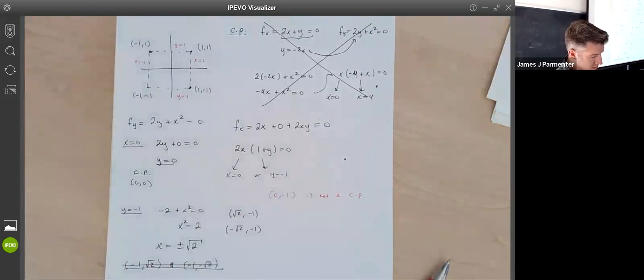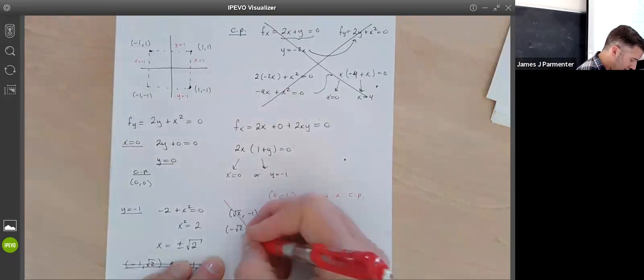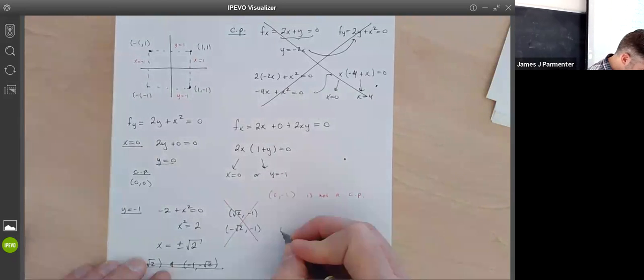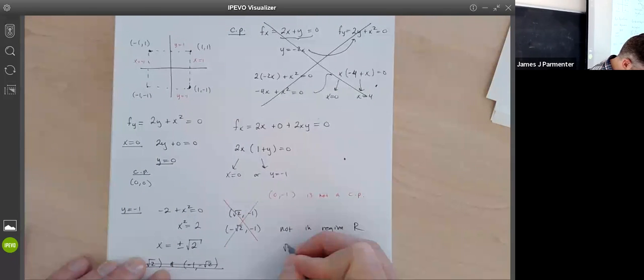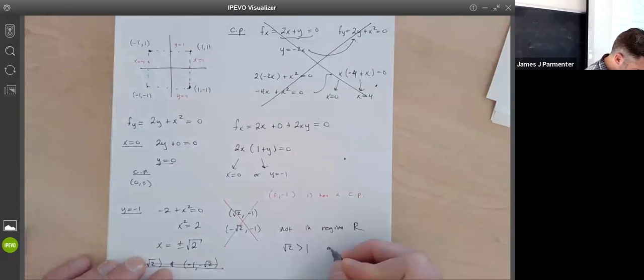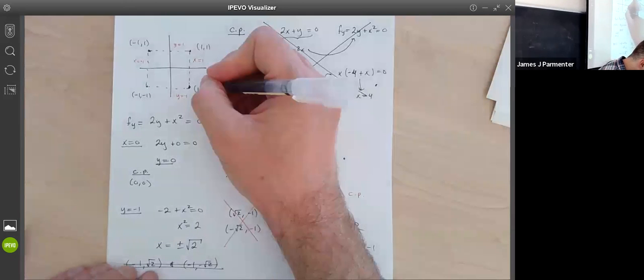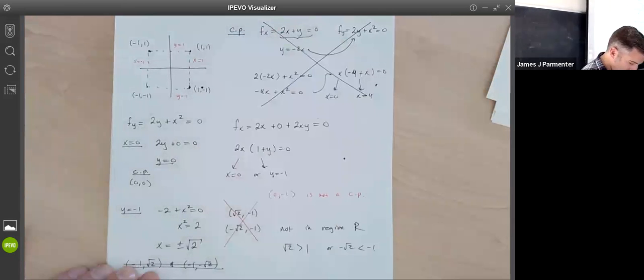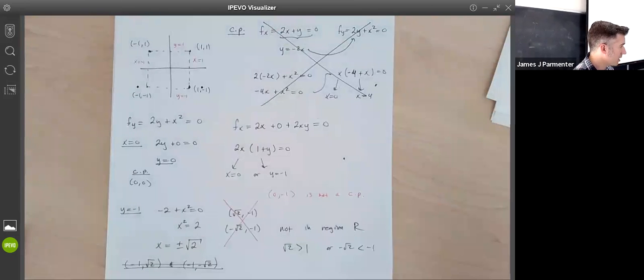So thing one, (0, -1) is not a critical point. Thing two, these two critical points are critical points, but they're not in the region, because the square root of 2 is bigger than 1, and the negative square root of 2 is less than -1. Those points would be like over here, outside of the region, or over here, outside of the region. We don't want those. You don't want to do more work than you need to do. So those points we don't need to check.